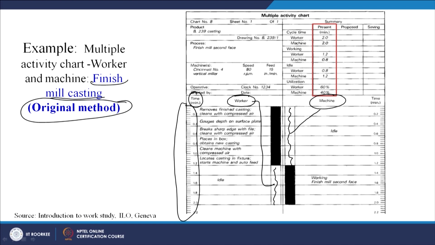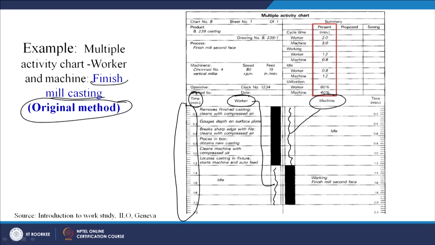So what is the person doing? He is taking out the casting, measuring the depth with a gauge on the surface plate, then the sharp corner, some finishing operation is being done, then he cleans the machine again, then he puts up the new casting, switches on the machine and puts it on the auto feed.